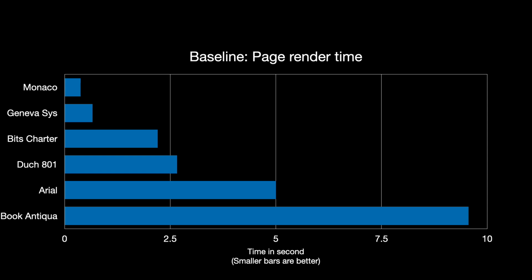For Speedo, I used Bitstream Charter, which took 2.2 seconds to render, which is 5.7 times longer than Monaco, and Dutch 801, which took 2.66 seconds and is 7 times longer than Monaco. Finally, for TrueType, I took the Arial font, which took 5 seconds to render, or 13 times what Monaco took, and Book Antiqua, which took 9.56 seconds, which is 24 times longer than Monaco.